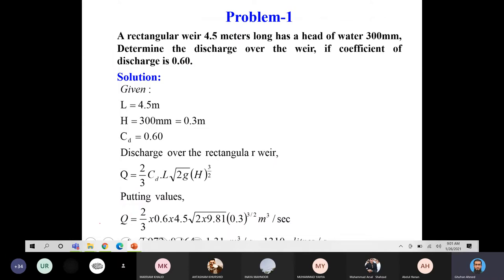Okay, so a similar problem. A rectangular weir which is 4.5 meters long has a head of water of 300 millimeters. Determine the discharge over the weir if the coefficient of discharge is 0.60. So can you solve it? Who can solve it?